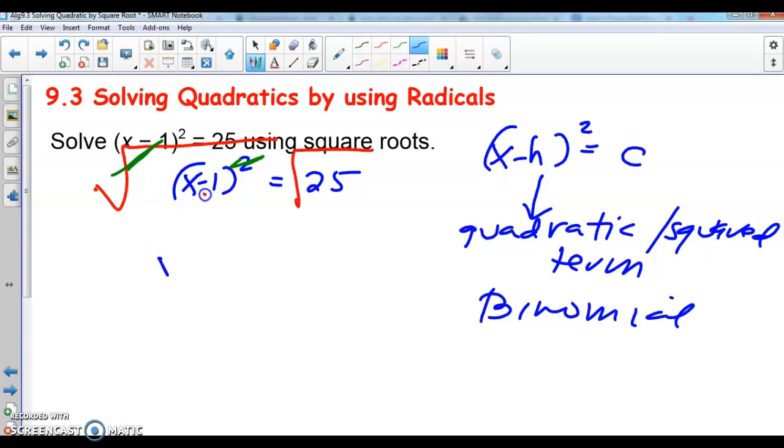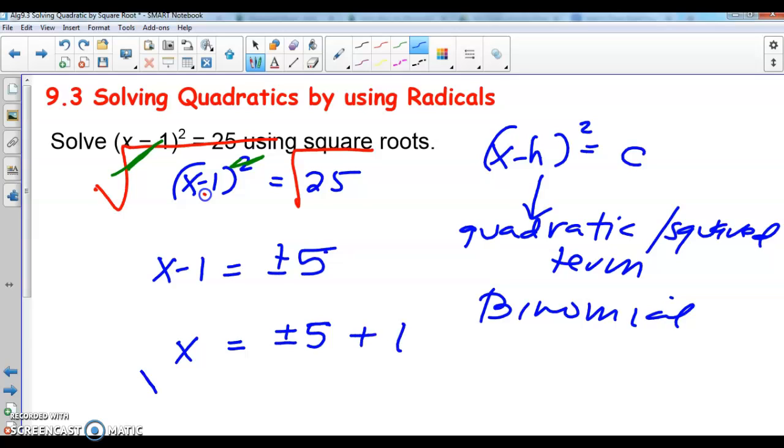So now you're going to have x minus 1 is equal to, well, what's the square root of 25? The square root of 25 is plus or minus 5, right? So it's going to be plus or minus 5. Now, you have a negative 1 on the left-hand side of the equation. So what you're going to do is move the 1 over. So you're going to have x is equal to plus or minus 5. When you move the 1 over, it will become positive 1, so it's plus 1.